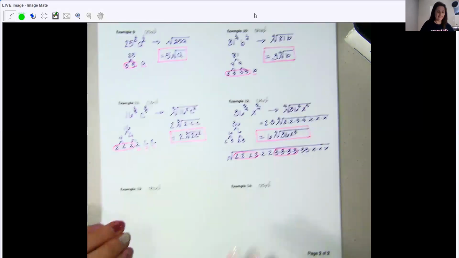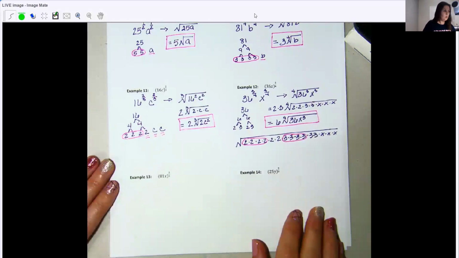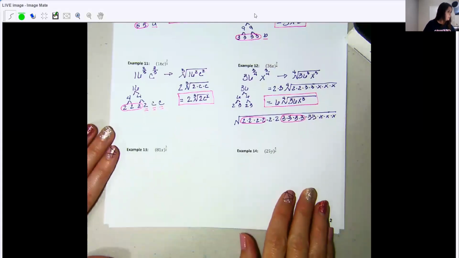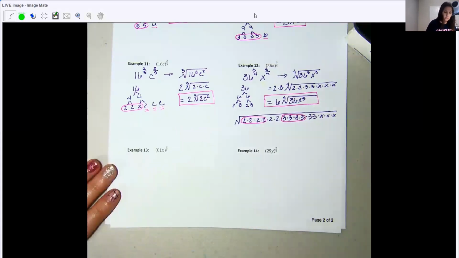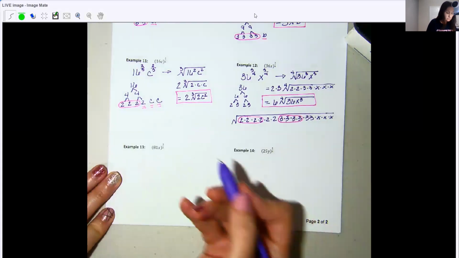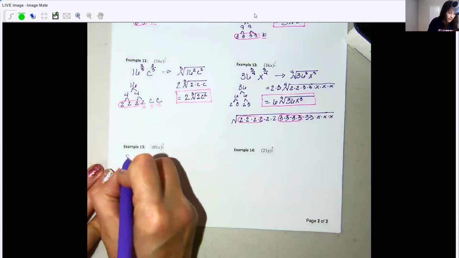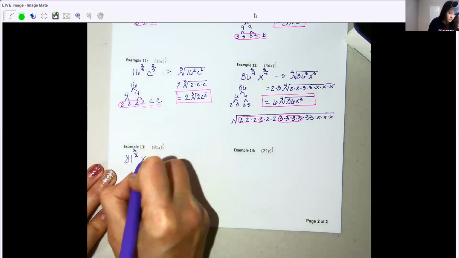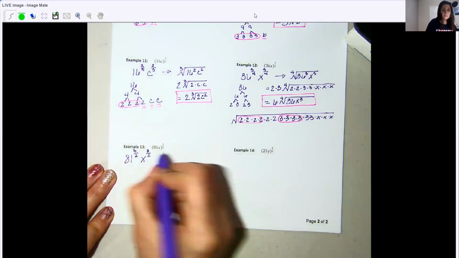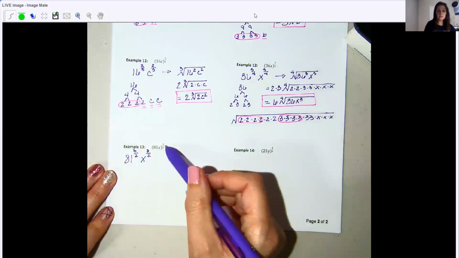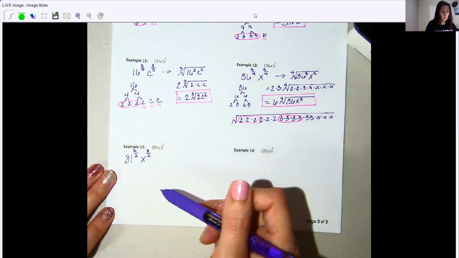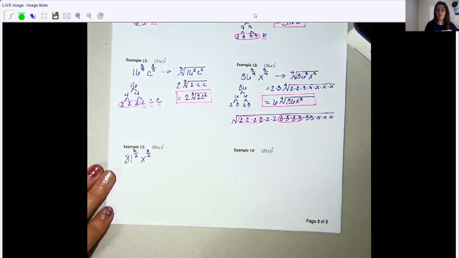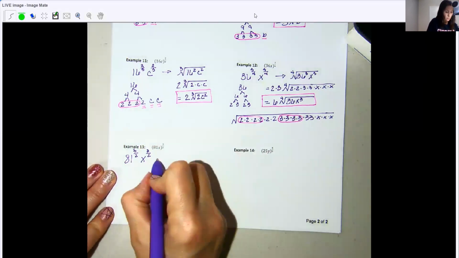Fun. Math is fun. Okay, so let's go ahead and do our final two problems. You might be able to do these on your own now. So I have 81 to the power 3/2 and x to the power 3/2. Now you may not think that this one is any different, but it is a little bit different just because your numerator is now larger than your denominator. So you're going to be able to pull more out of that radical.